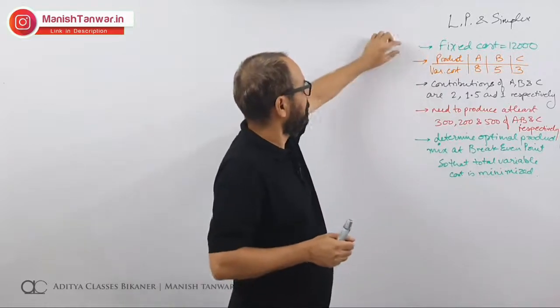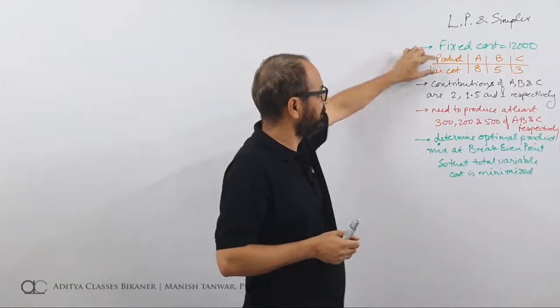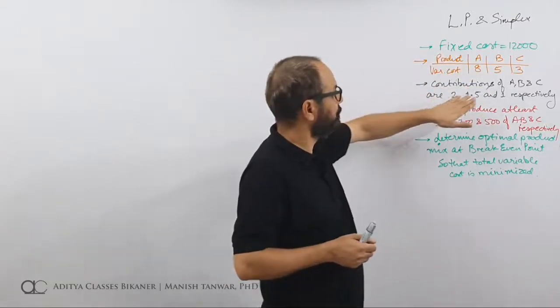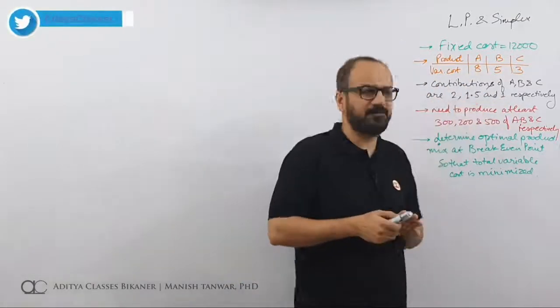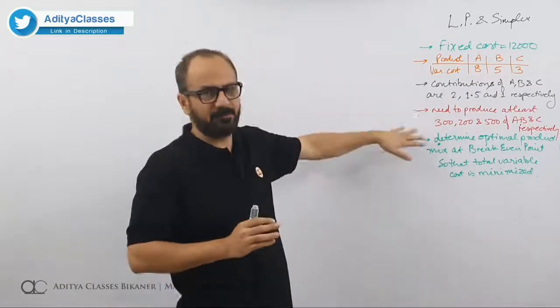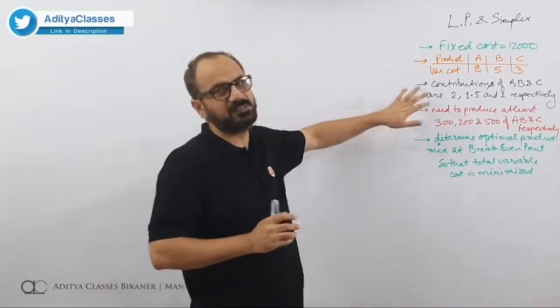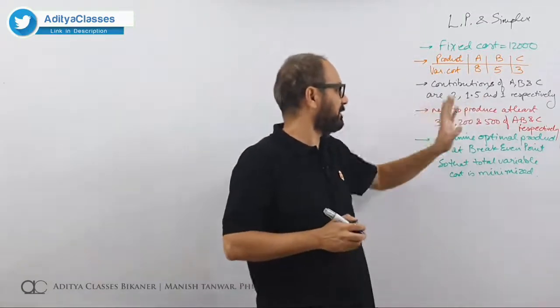In any case, for now fixed cost is 12,000. Variable costs of A, B and C are 8, 5 and 3. Contributions of A, B and C are 2 rupees, 1.5 rupees and 1 rupee. First let us see whatever is written over here, then we will discuss over it. Fixed cost is given, variable cost is given, contributions are given, 2, 1.5 and 1 respectively.